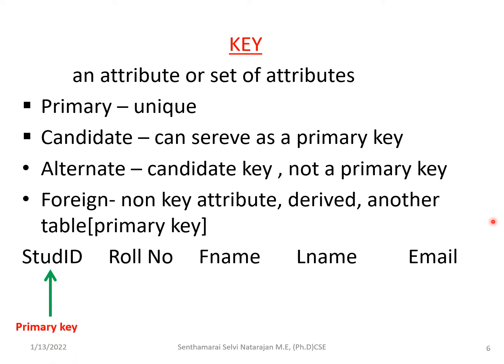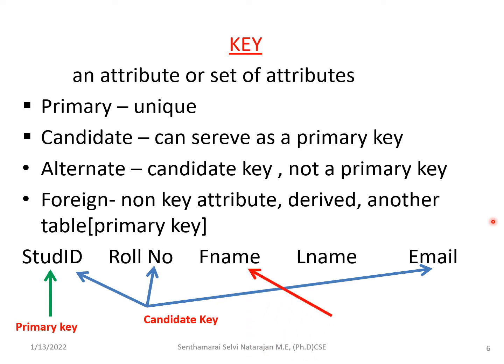And what is a candidate key? It can serve as a primary key. So the student ID, the roll number, and the email, all these three can serve as candidate keys. From these we have taken the primary key. Then what about the first name and the last name? They are the alternate keys because they are not the primary key.